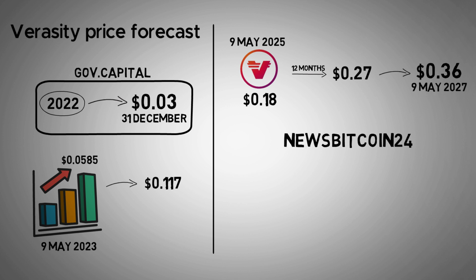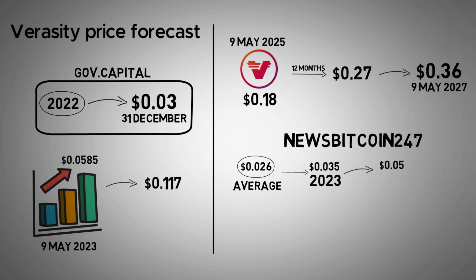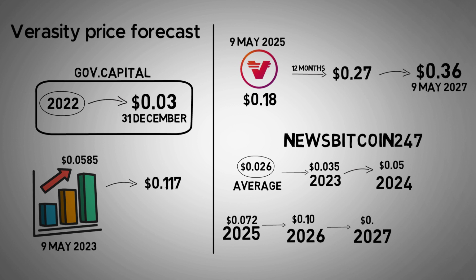News Bitcoin 247 has a Veracity crypto price prediction that says it should reach an average of $0.026 this year, rising to $0.035 in 2023 and $0.05 in 2024. The site's Veracity price prediction for 2025 sees it trade at $0.072 before it breaks through the $0.10 barrier to stand at $0.10 in 2026.